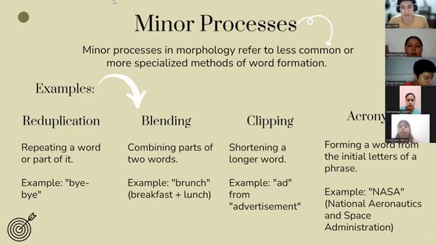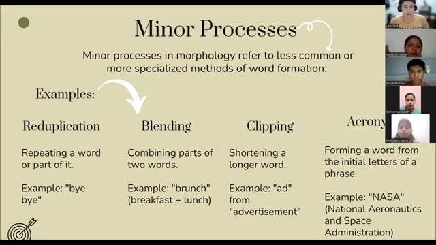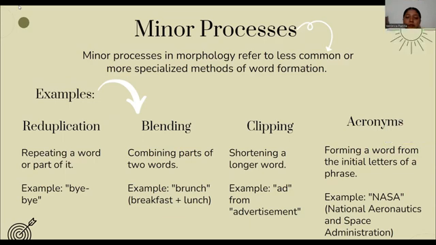Now, I'm going to talk about minor processes. Minor processes in morphology refer to less common or more specialized methods of word formation. Here we have more examples. The first is reduplication: repeating a word or part of it. For example, bye-bye. The second is blending, combining parts of two words. For example, brunch is breakfast plus lunch.